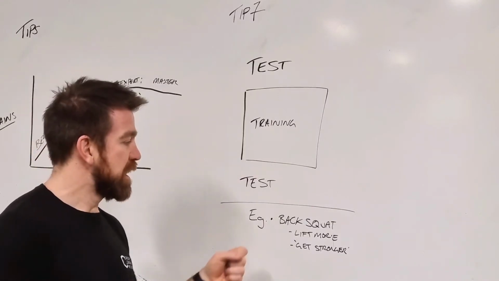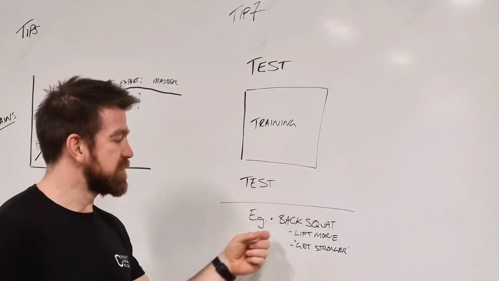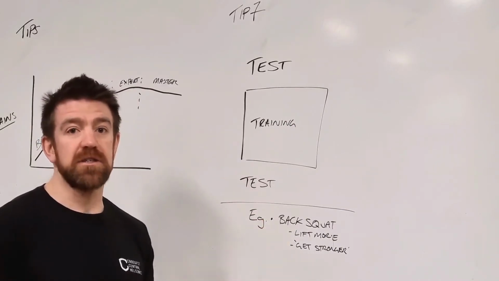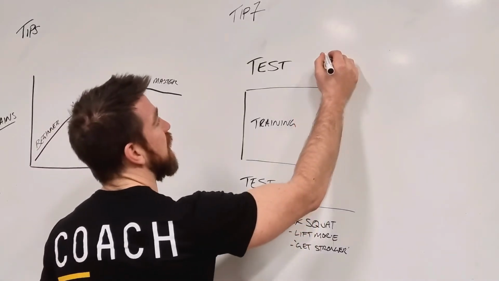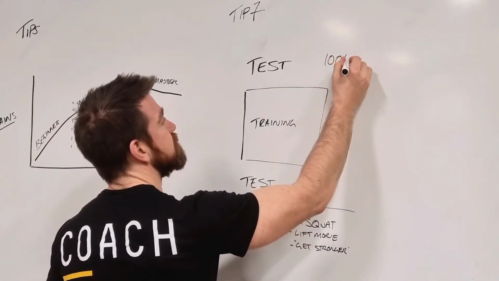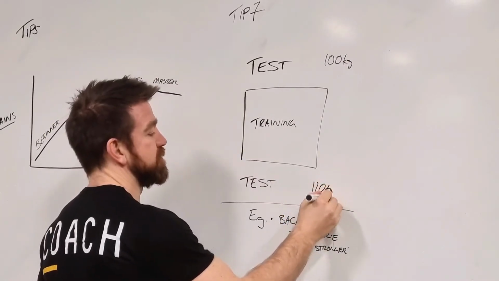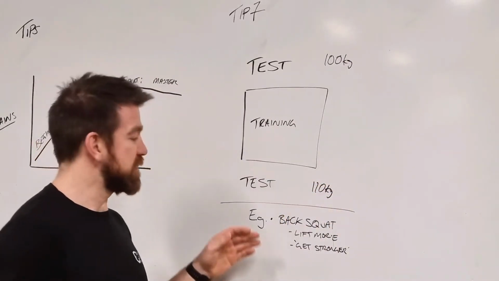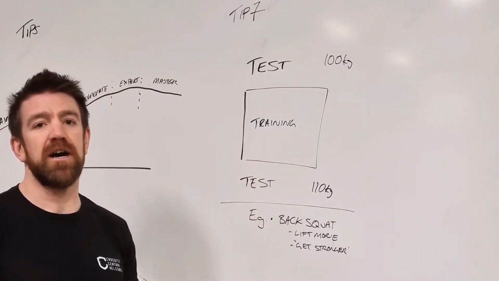So let's say the back squat, and your goal here is to lift more weight. So you just want to have more weight on the bar. So in the initial test, maybe you do 100 kilos, and then in the next test you do 110 kilos. So if the goal was simply to lift more, then you've succeeded. You've got 10 more kilos on the bar.